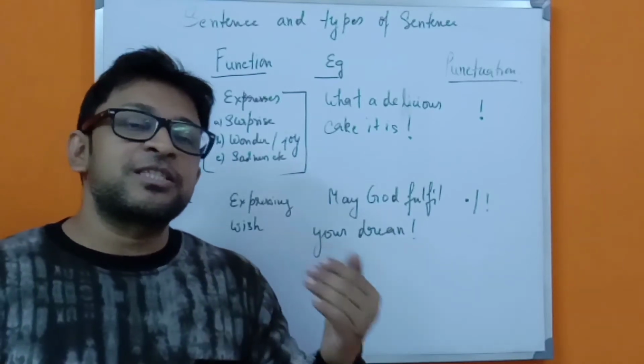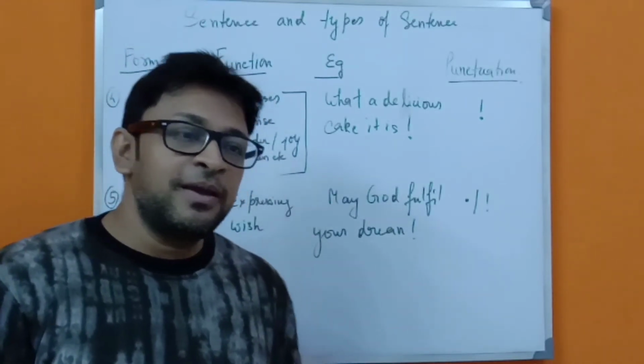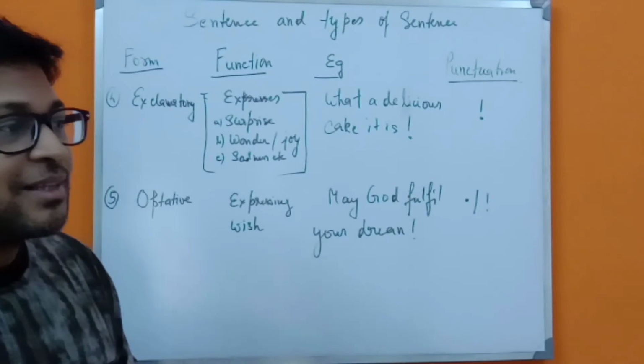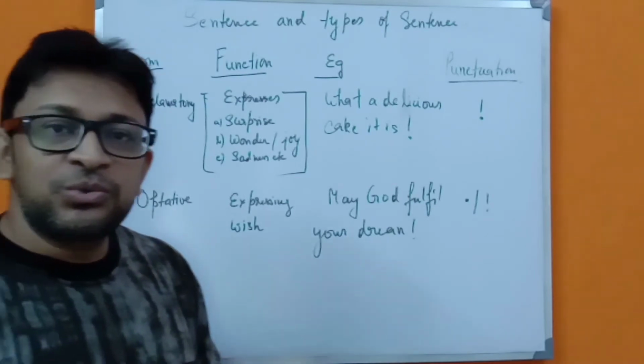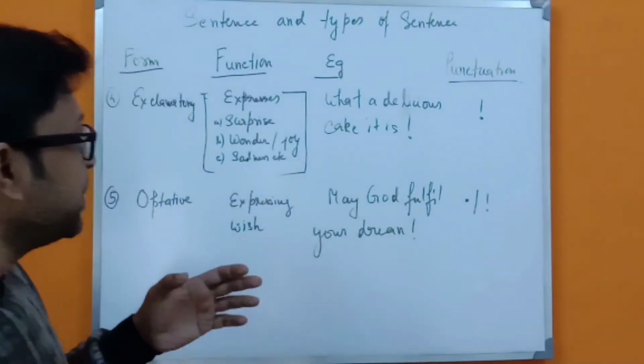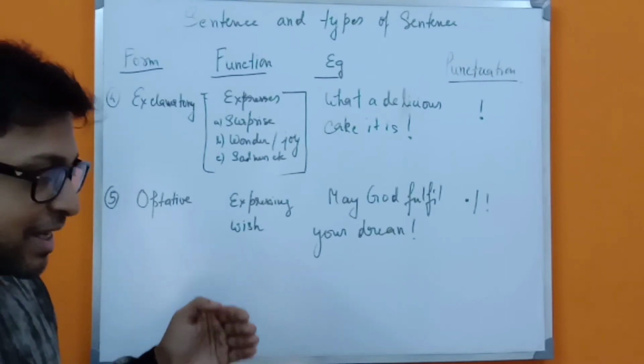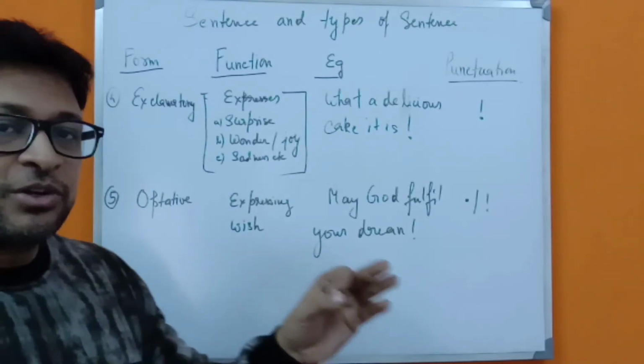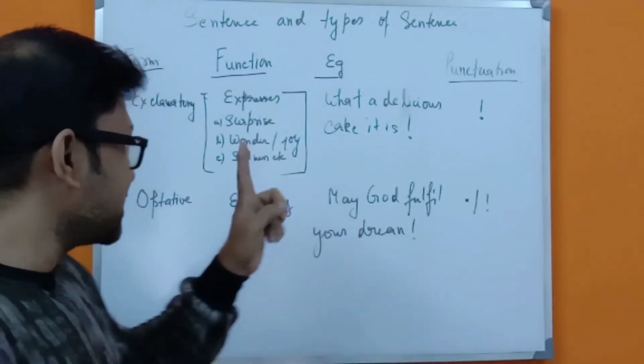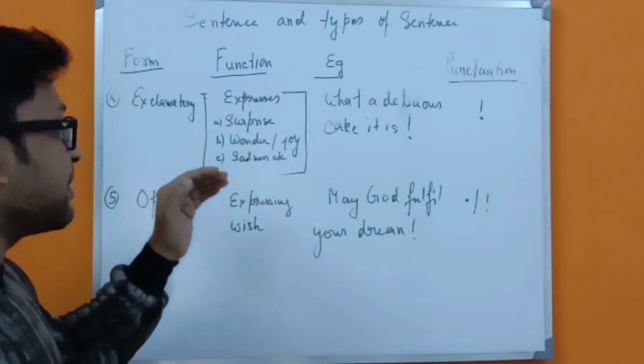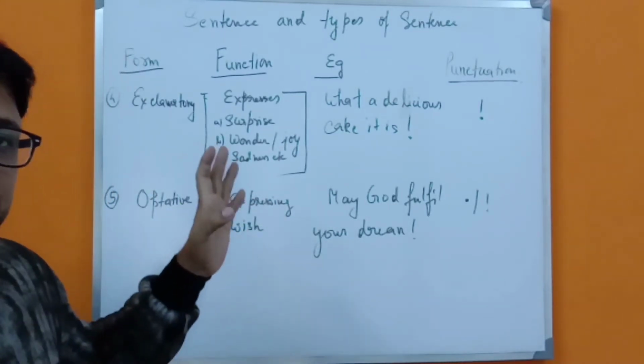May you be successful in the future. May your health recover very soon. So these are the wishes which we used to have. So an optative statement is expressing a wish. An exclamatory sentence expresses surprise, wonder, joy, sadness, etc.